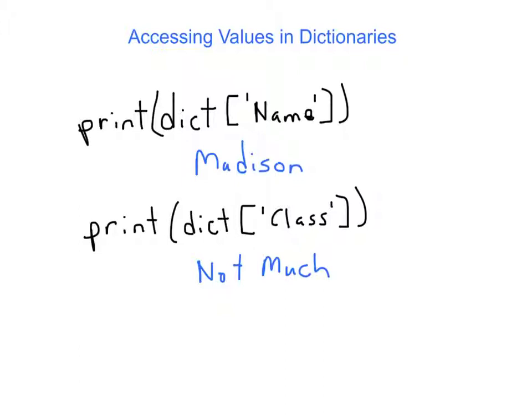In general, if you want to access a particular value, you put the name of your dictionary, a square bracket, and then the key that you wish to find the value for. When you do that, that will produce whatever the value happens to be. So that's the general deal for working with these individual values in a dictionary.